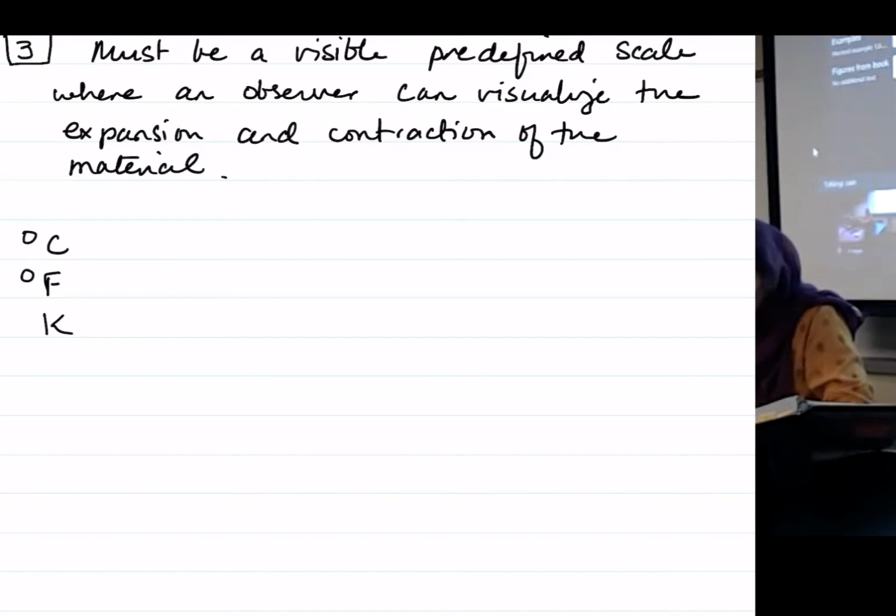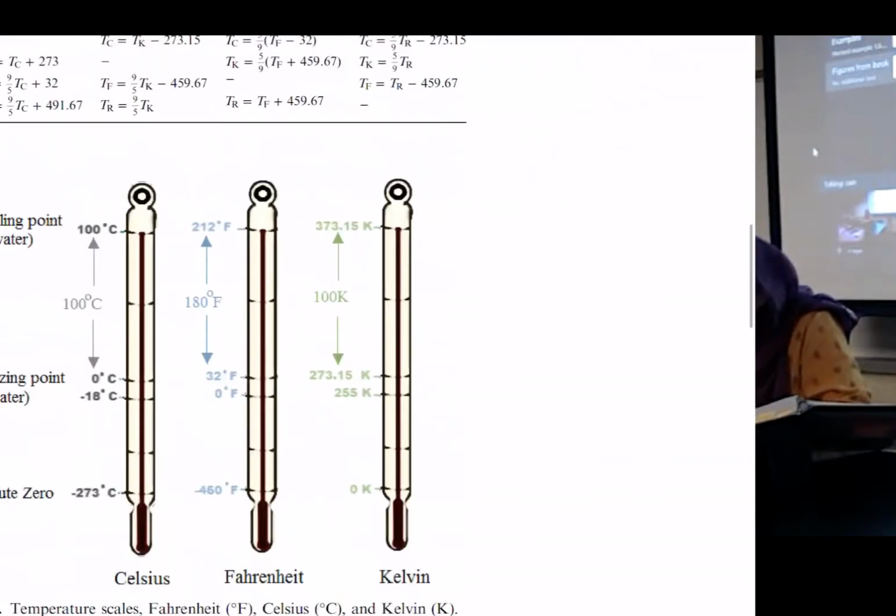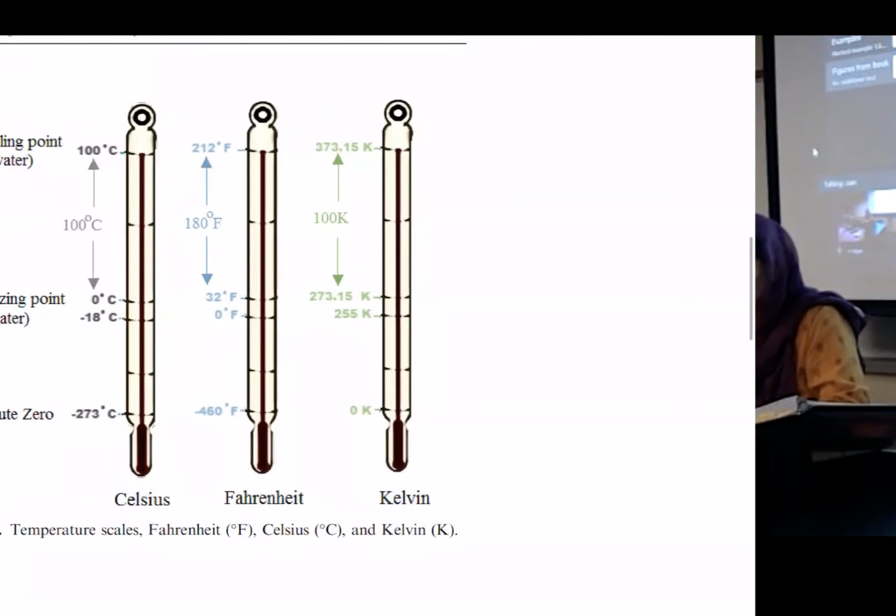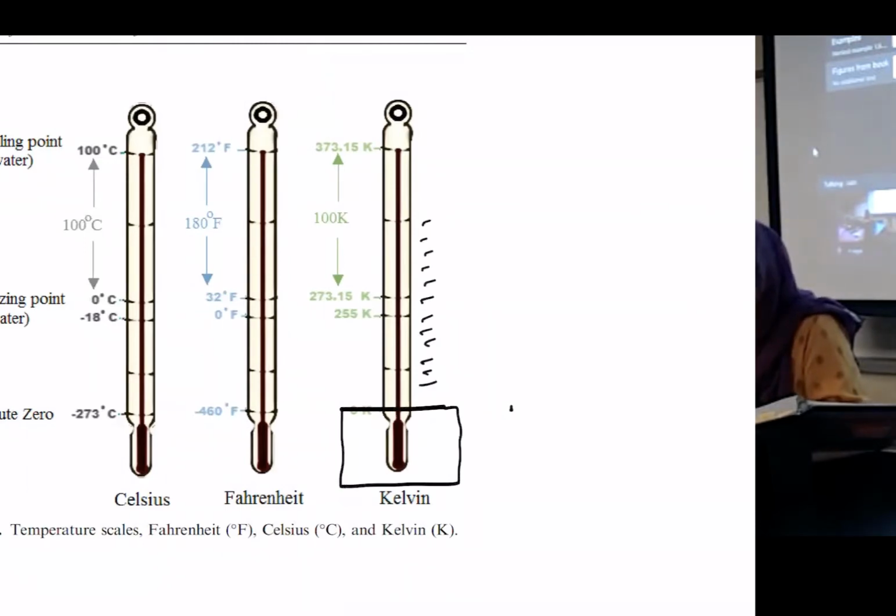There's also this, a good picture to remember. Celsius, Fahrenheit, Kelvin, freezing points, boiling points. What do you notice about them? There are a couple of things you should notice. 1, 2, and 3.